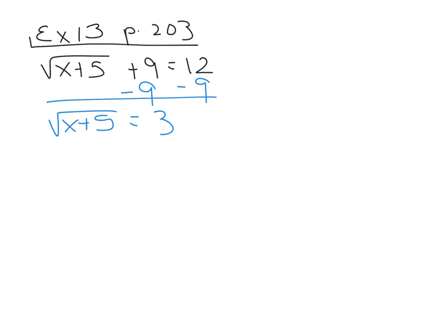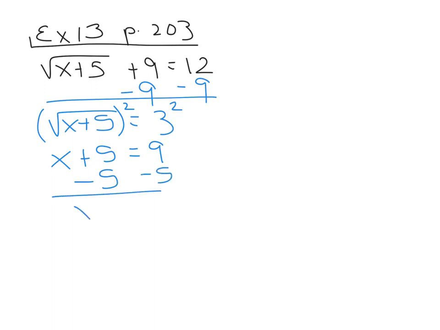And then we're going to square so we can get rid of the radical. And remember, use the exponent that matches the index on the radical. So this becomes x plus 5 equals 9. Subtract 5 to isolate that x. We get x equals 4.